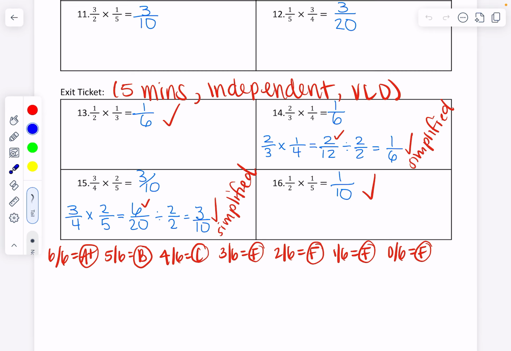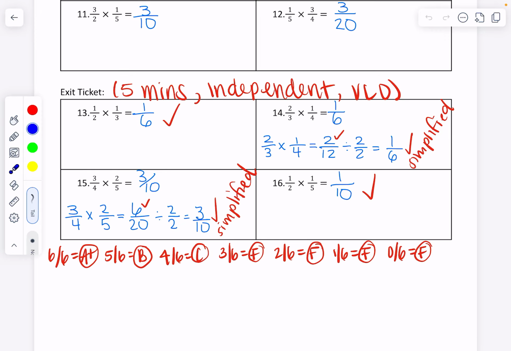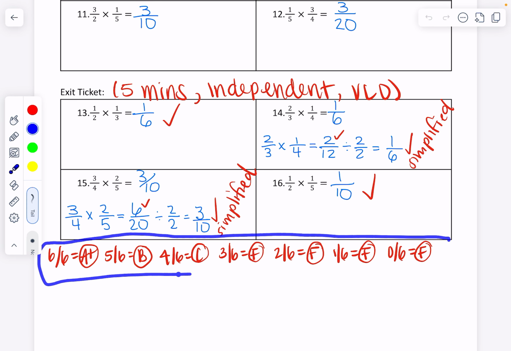So just like yesterday, in their exit ticket, they have 2 questions that require them to simplify. So they'll get 2 points for those 2 questions, right? 1, did they multiply correctly? And then did they simplify correctly? But then for questions 13 and 14, because it doesn't ask them to simplify, they'll just get 1 point for each of those, totaling 6 points. So here is our scale.